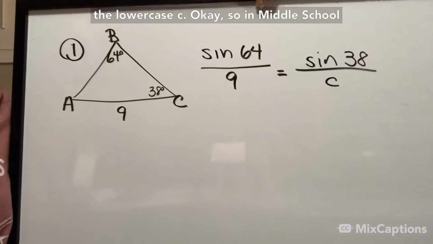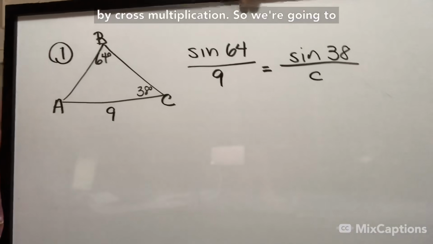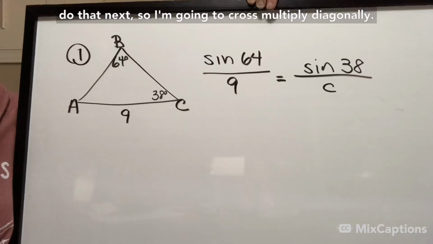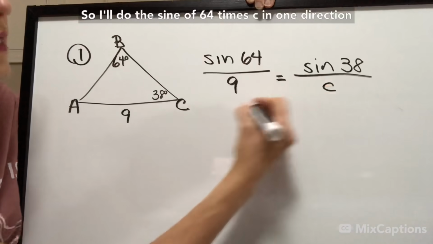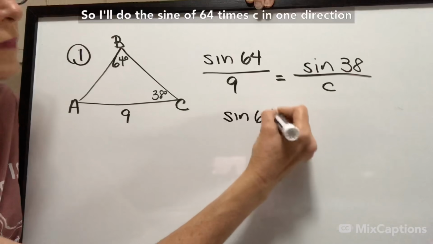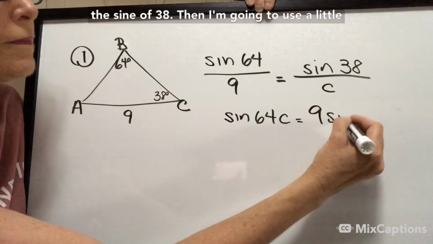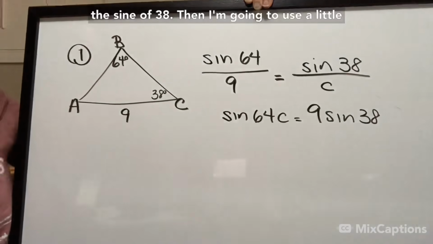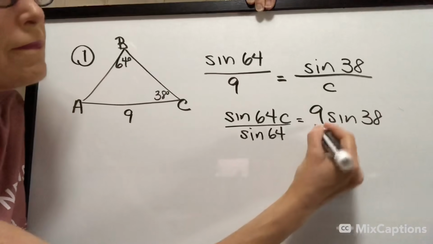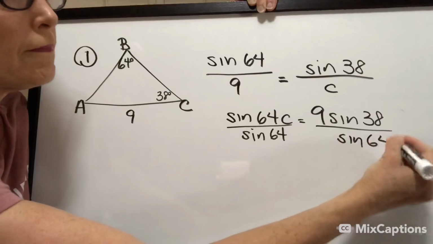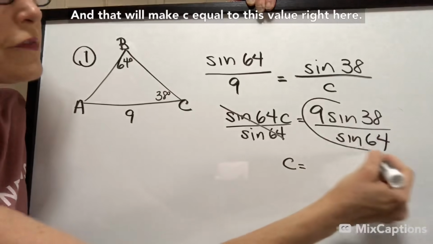Okay, so in middle school, you probably learned how to solve proportions by cross multiplication. So we're going to do that next. I'm going to cross multiply diagonally. I'll do the sine of 64 times c in one direction, and the other direction I'm going to do 9 times the sine of 38. Then I'm going to use a little algebra and divide both sides by sine of 64. And that will make c equal to this value right here.